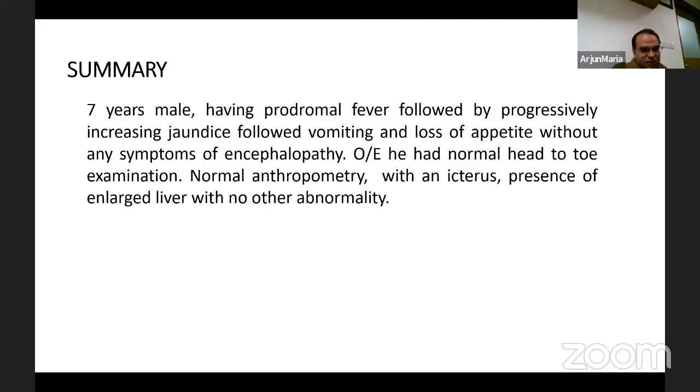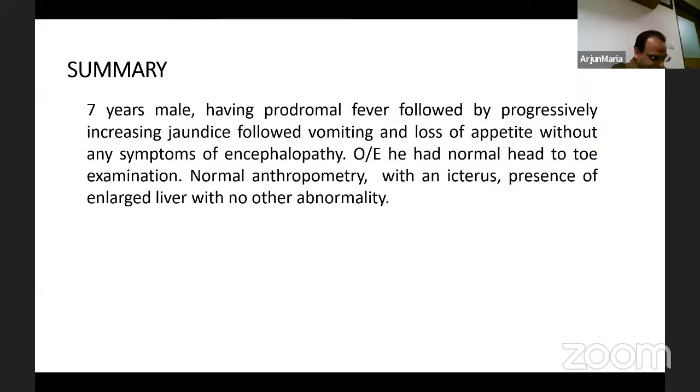Summary: a 7-year-old male having prodromal fever, followed by progressively increasing jaundice, followed by vomiting and loss of appetite without any symptom of encephalopathy. On examination, the child had a normal head-to-toe examination, normal anthropometry, icterus, and an enlarged liver with no other abnormality, suggesting acute viral hepatitis with no sign of hepatic failure or encephalopathy. Most probably a conjugated type of hepatitis.